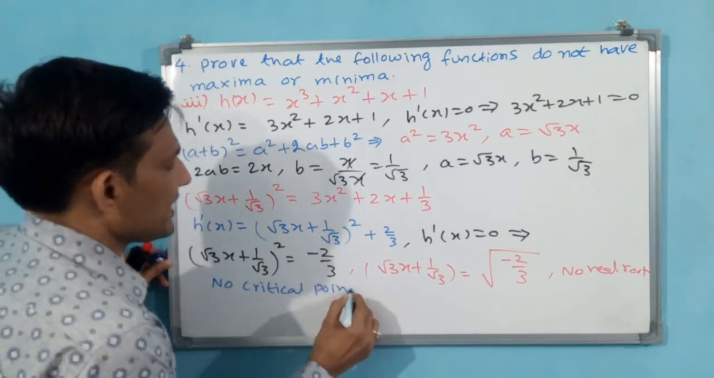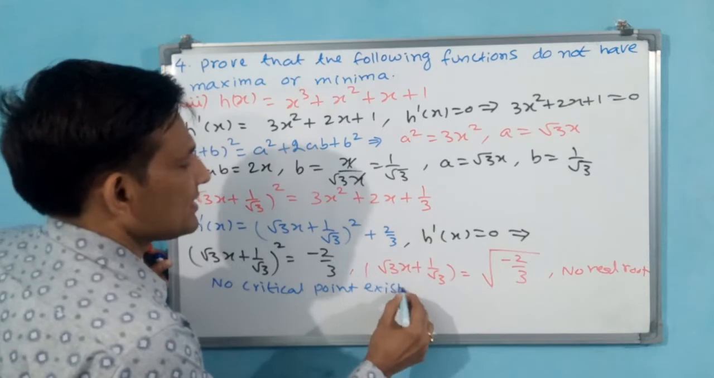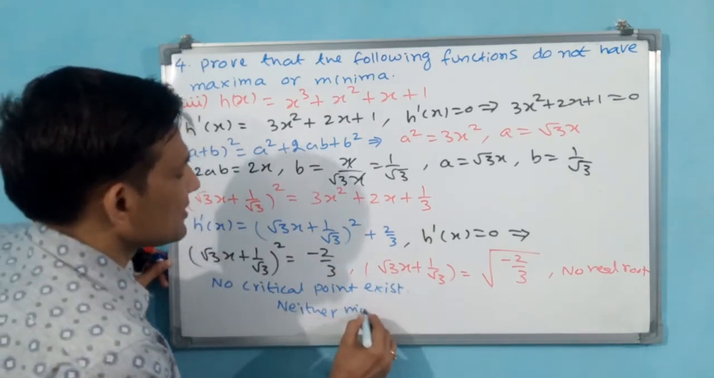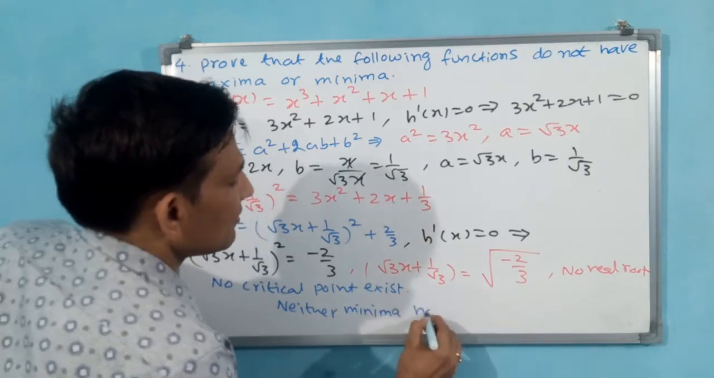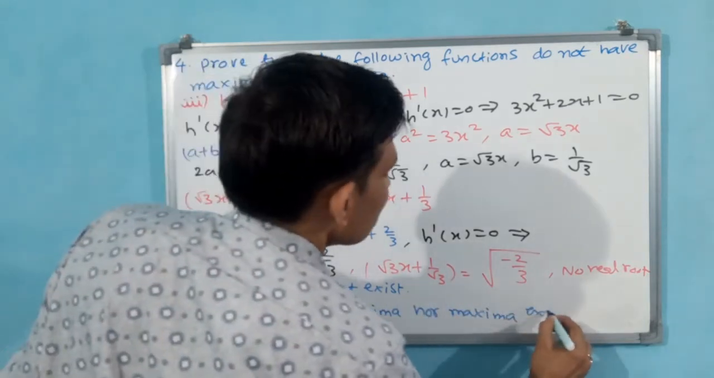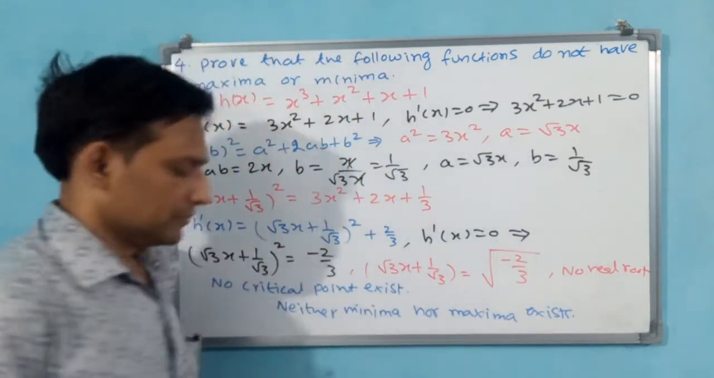No critical point exists, neither minima nor maxima exists. Okay?